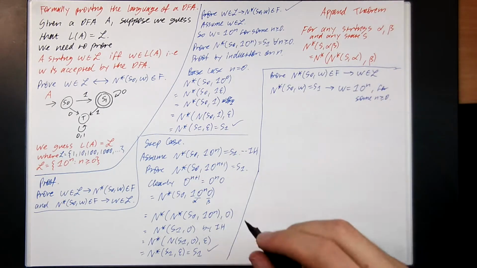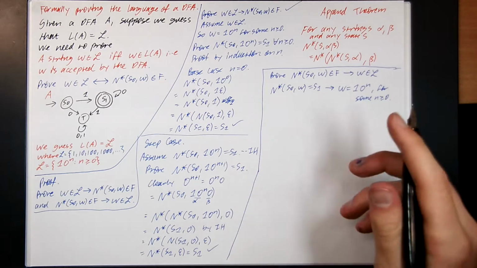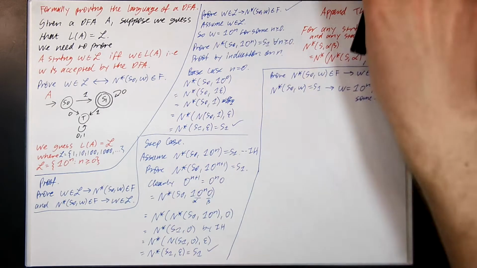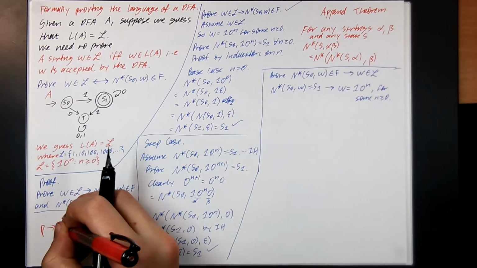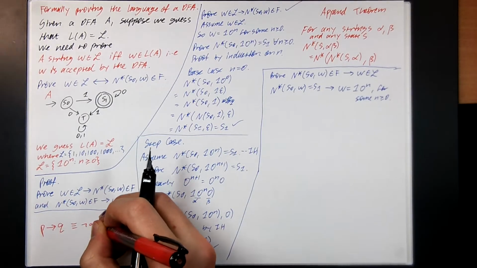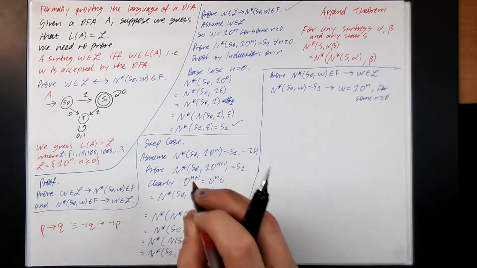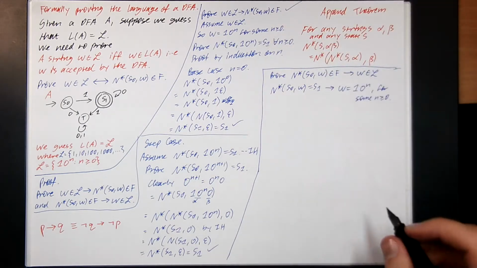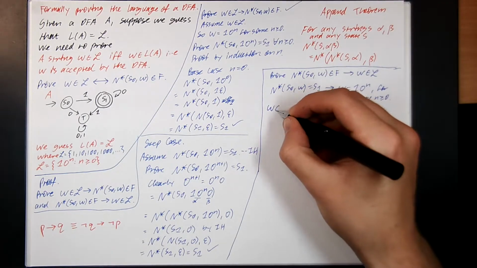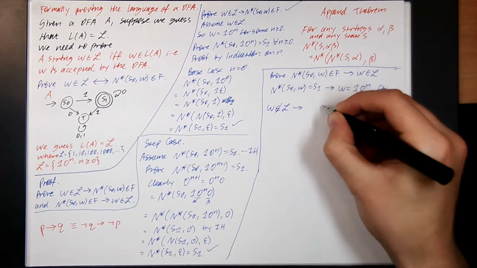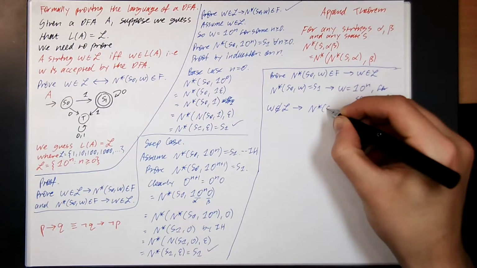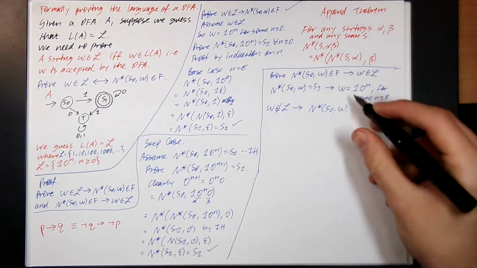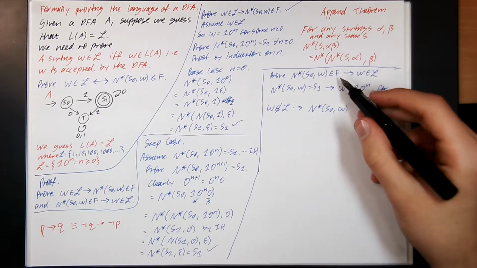So we know from the logic part of this course that P implies Q is logically equivalent to not Q implies not P. That's called the law of contrapositive. So instead of proving this statement, I might want to prove the easier statement. If W is not in the language, then it's not accepted. So n star S naught W is not an element of the set of all final states.